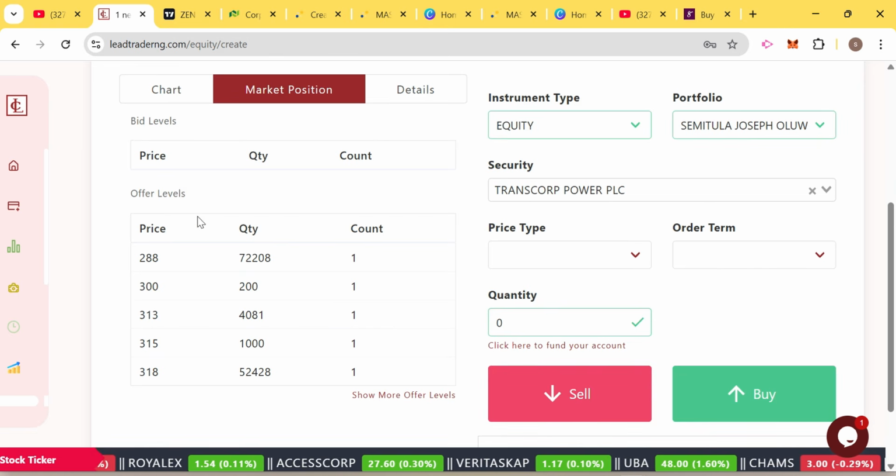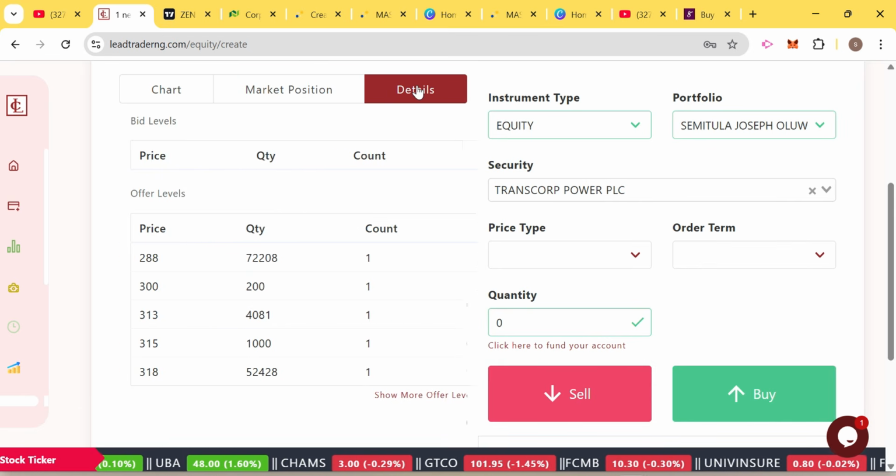And you can see from here, we have 72,208 ready to sell at 288 naira. You can see the count, and also we have people that want to sell at 300. They want to sell just 200 units, and the rest continues like that. So you can see this page is supposed to show us some bids, but right now it's showing zero. Nothing is there because nobody is actually bidding to buy Transpower.